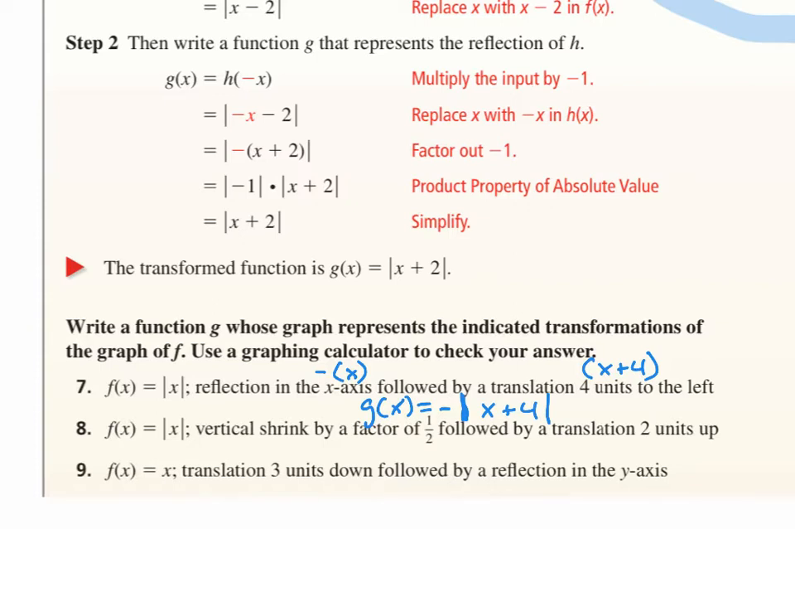For the next one, we have a vertical shrink by a factor of 1/2. So that means we are multiplying the outside by 1/2. And then a translation 2 units up would be we add 2 to the outside. So our g of x, again we have an absolute value, so we just put 1/2 outside our absolute value and plus 2 outside.